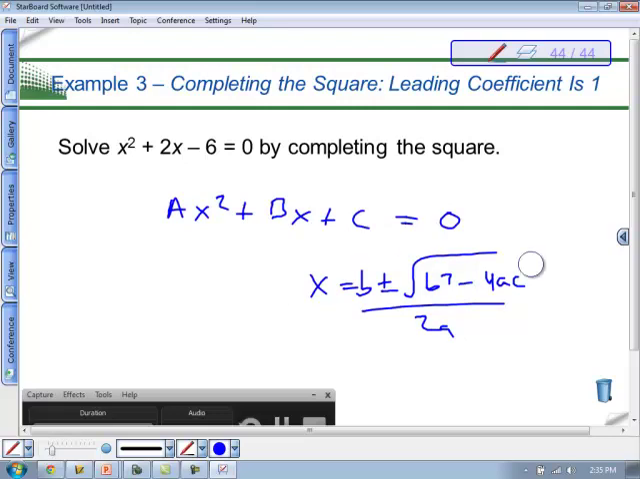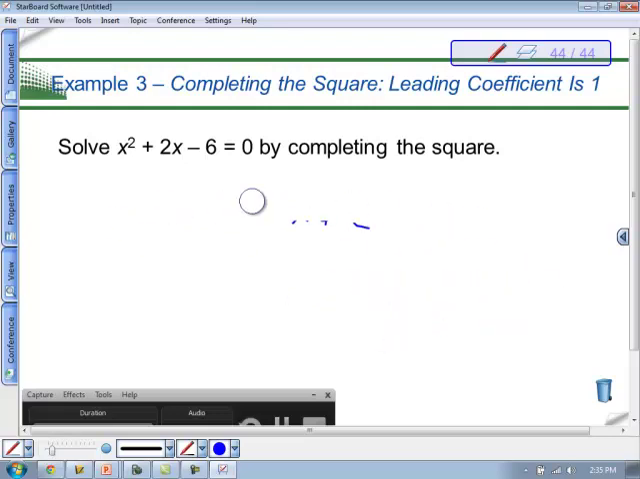Okay? So anyways, let's complete the square on this polynomial. What I'm going to do is add 6 to both sides. You get x squared plus 2x equals 6. And now what you do to complete the square is you add something to both sides. And that thing that you add is b over 2 squared.